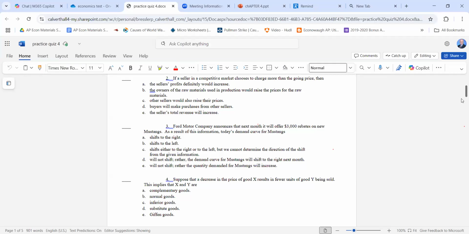Stephen, they're going to decrease because people who would normally buy a car today are going to wait for a month, because why spend the money now when they could get $3,000 off later? Did that make sense to you? Okay. And that's expectations for demand.